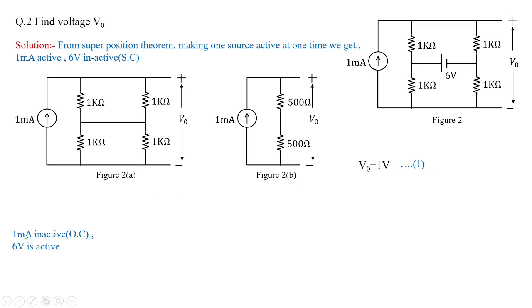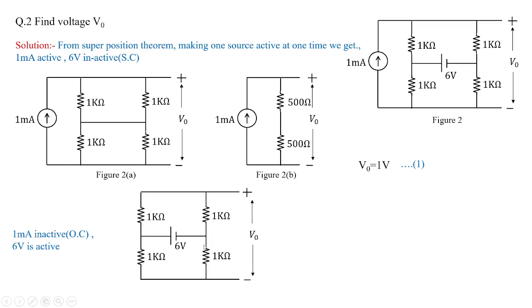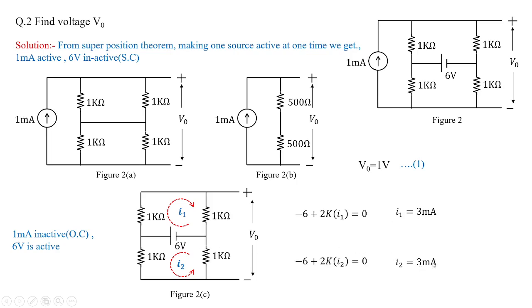Now in the second step, we are making the current source inactive and the 6 volts active. So this is how the circuit changes to, which is given by figure 2c. Now we need to know the value of voltage across these two terminals. For that, I'm taking a loop current I1 in clockwise direction and I2 in anti-clockwise direction as shown here, and I'll apply KVL. So in the upper loop, we are going to get I1 equal to 3 milliamperes. Similarly, in the lower loop, we are going to get I2 equal to 3 milliamperes.